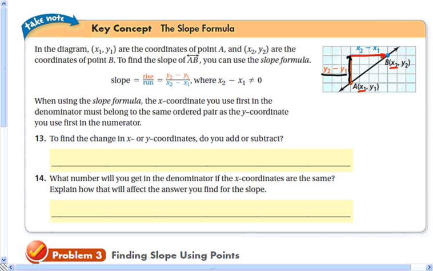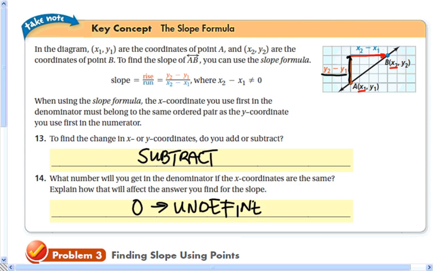So we will subtract the coordinates to get the change in those coordinates. And if the x-coordinates are the same, that means when we subtract them, we're going to get 0, and the x-coordinates are the run, which is the number we divide by. So what's going to happen if we do that is we're going to get an undefined answer, because you can't divide by 0.